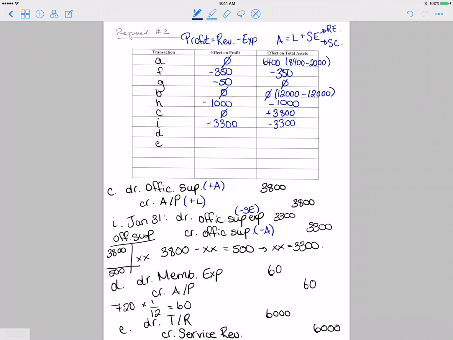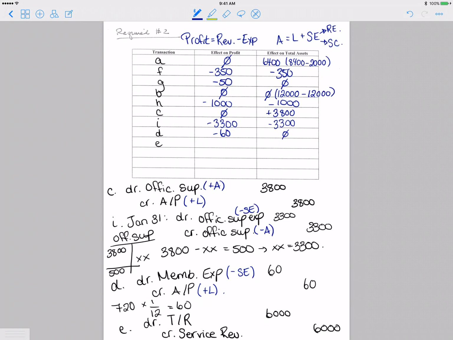And for D, we are looking at the membership expense that we have used during the first month, and a liability because we need to pay it. So we know that here we have an expense decreasing our profits by 60, and we have no effect on our total assets. And then the final one, E, is our total.